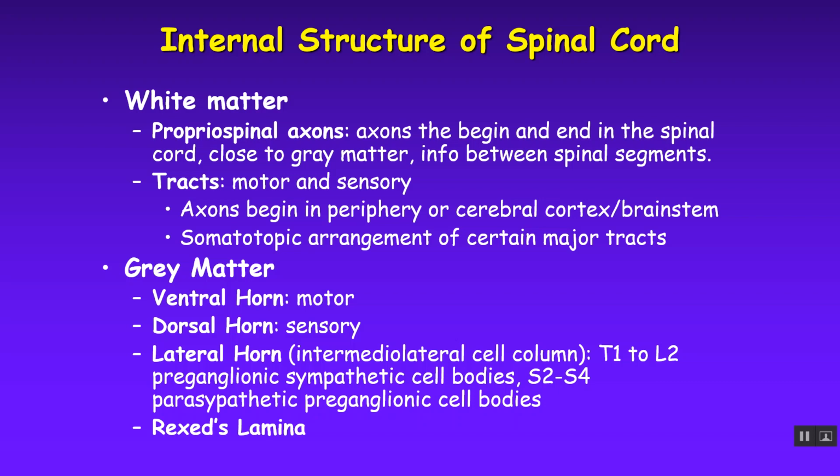Then we have the lateral horn, also known as the intermediolateral cell column, T1 to L2. That's where your preganglionic sympathetic cell bodies lie. We also have a little lateral horn in the S2 to S4 segments where your preganglionic parasympathetic cell bodies lie.